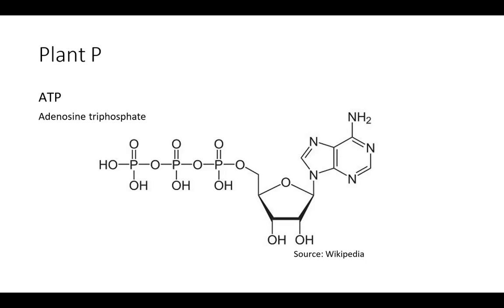You've got a nitrogenous base, which is adenosine. This is bound to a ribose. The ribose is bound onto 3 phosphate groups in a row. This is adenosine triphosphate, ATP. If you had 2 phosphorus groups, it would be adenosine diphosphate, ADP. If you had 1, it would be adenosine monophosphate, AMP. This is your major energy carrier in plants and in all organisms.